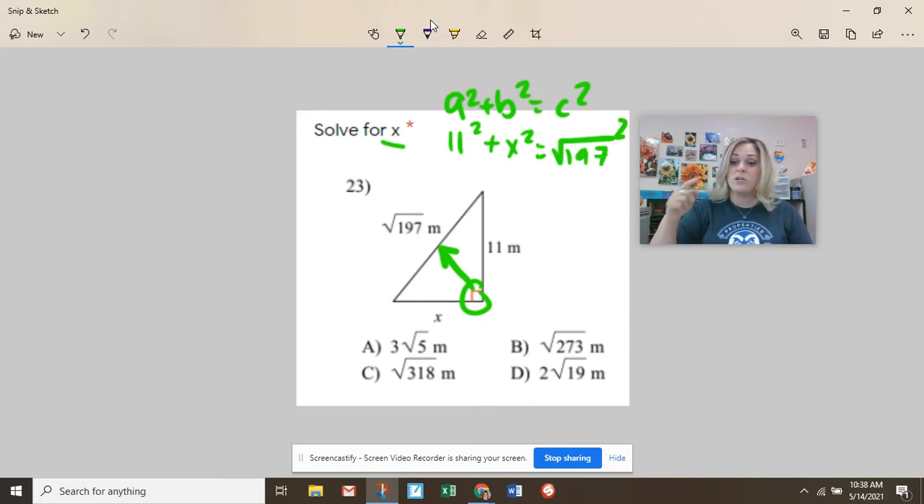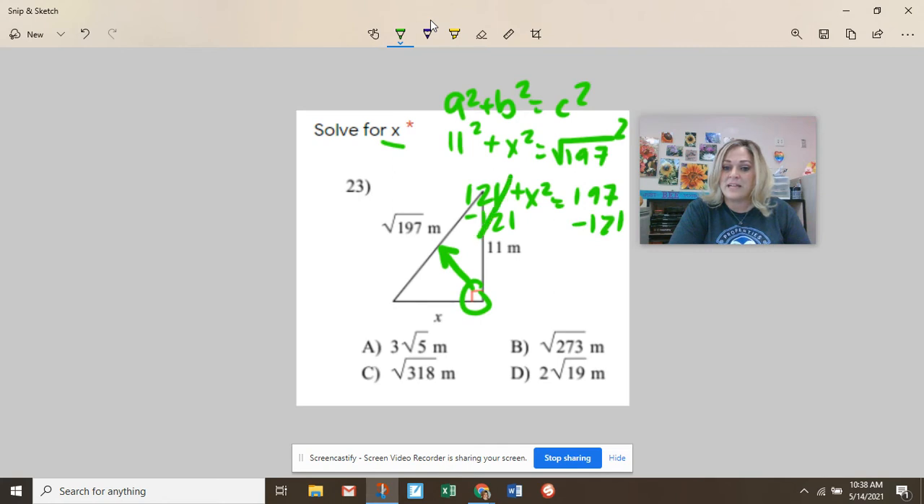But remember, when you're squaring a square root, they're opposite or inverse operations, so they cancel each other out. So I've got, let's see, 11 squared is 121 plus x squared, and that square and the square root cancel, so I have 197. Okay, subtract the 121 on both sides, because you're trying to get x squared by itself.